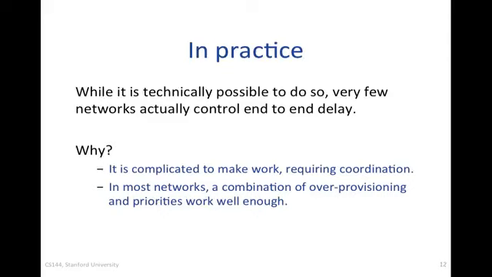So in practice, as I've shown you, it's technically possible to provide this end-to-end delay, but actually very few networks actually control the end-to-end delay. In other words, this is not really used very widely in practice. Why is that? Well, it turns out it's quite complicated to make it work. It requires coordination amongst all of the players, all of the network operators, the end-to-end, the routers along the way. And in practice, this hasn't really taken off. And in most networks, a combination of over-provisioning and priorities of traffic, so giving high priority to those that need special treatment, has proved to work well enough in most cases.